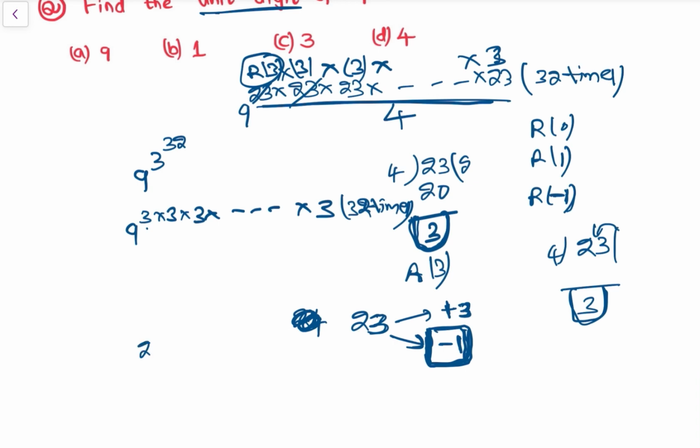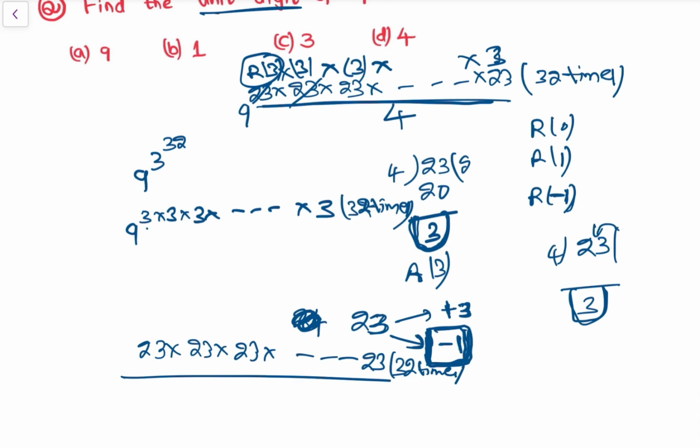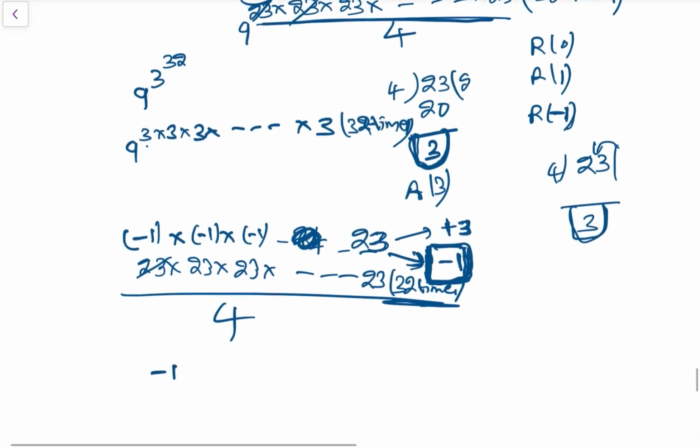So that would be 23 into 23 into 23 and so on, 23 till 32 times, divided by 4. I will take the negative remainder, so -1 is the remainder: -1 into -1 into -1 and so on till 32 times, that would be -1 to the power 32, ठीक है. Now we know -1 to the power 32 is 1 only. कैसे देखते हैं वो भी.